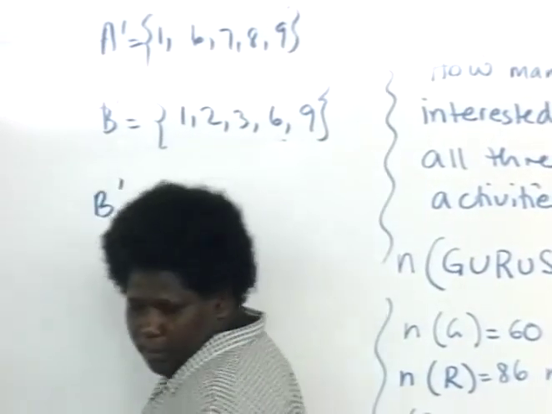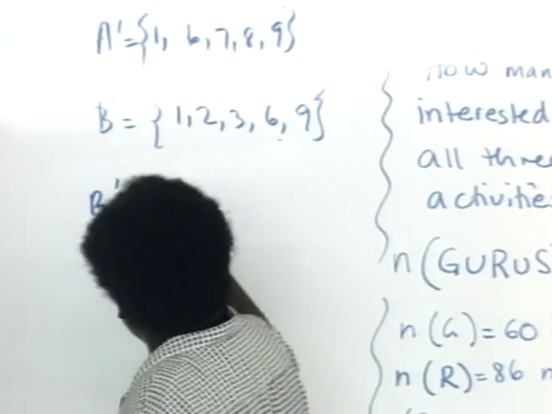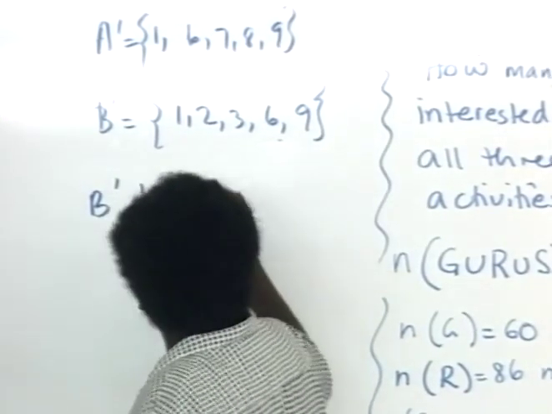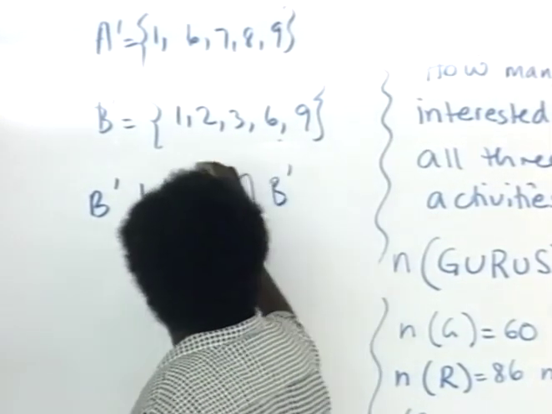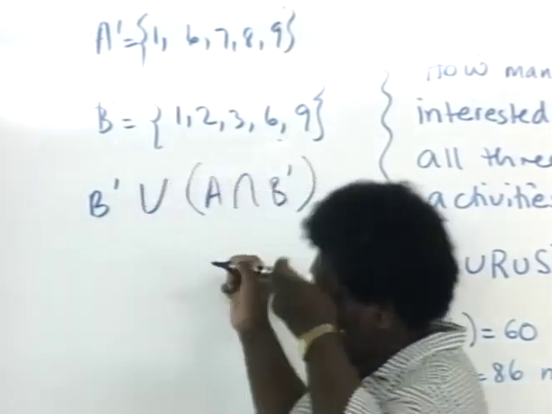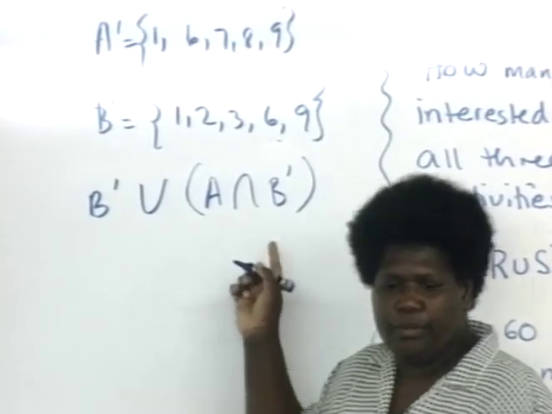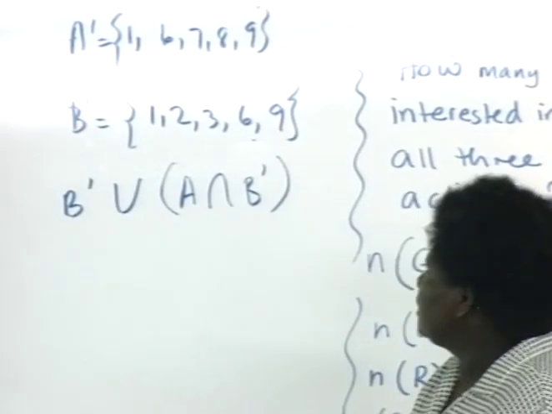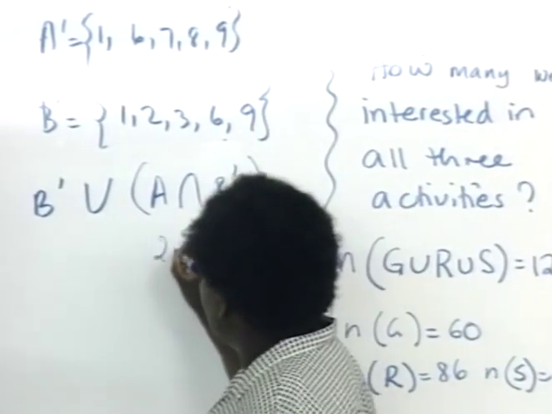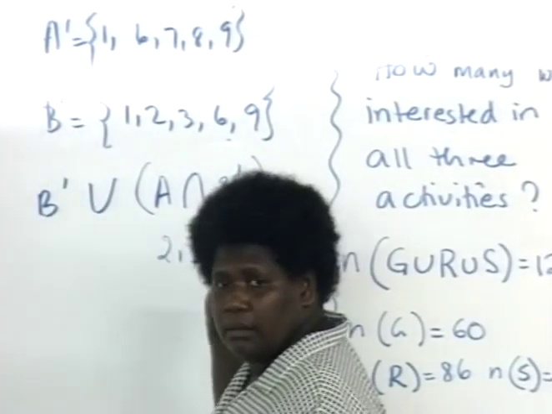So we want the complement of B, union A intersection the complement of B. Okay, first we have to find this. A is 2, 3, 4, and 5. The complement of B is 1, 2, 3, 6, and 9. This one will be 2 and 3.